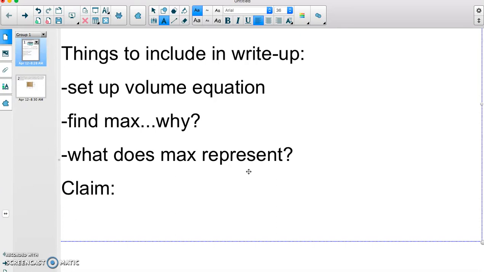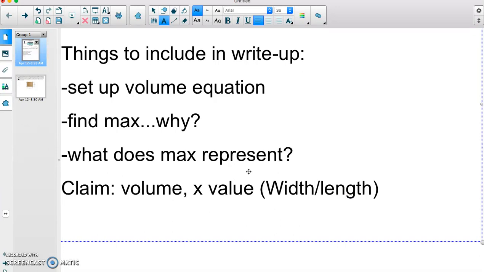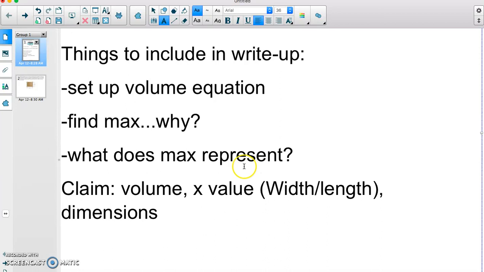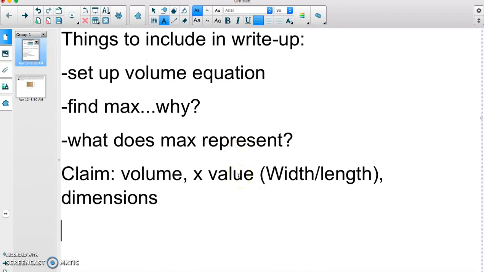So the claim, remember, is your answer. We really have 3 claims here because we had 3 questions. The claim was the actual volume. The claim was the X value. They asked for that, so that's the width or length, depending on what you call it there. And then my last claim would be the dimensions. So I want to make sure I include all those things as well, because those were all things they asked for.